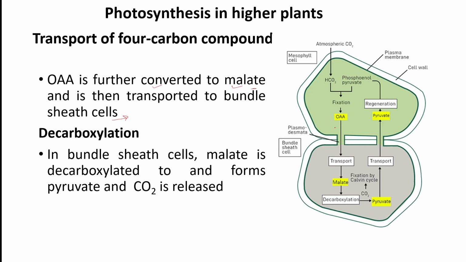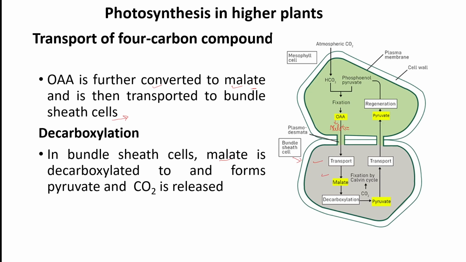Oxaloacetic acid is converted to malate here in mesophyll cells, and then this malate is transported to the bundle sheath cells. These are the bundle sheath cells. So what happens when the malate reaches bundle sheath cells? In the bundle sheath cells, there is a decarboxylation of this malate, meaning removal of the carbon.